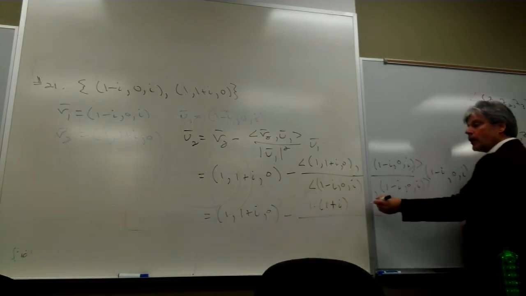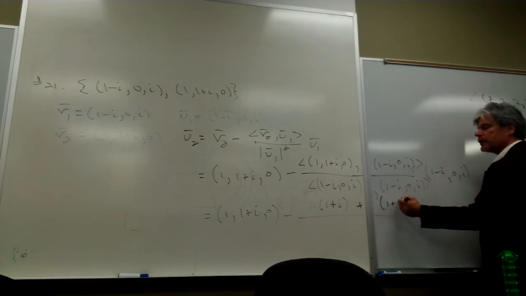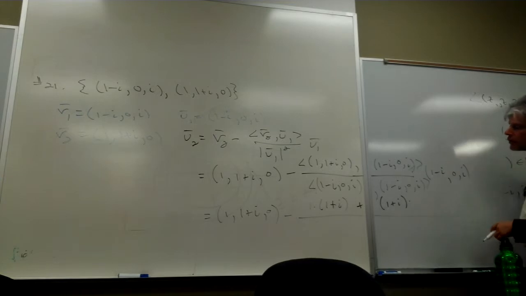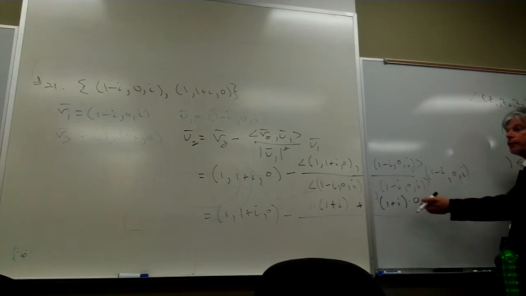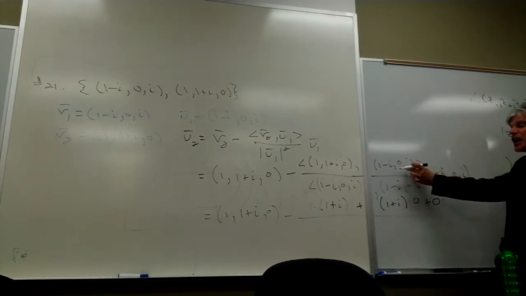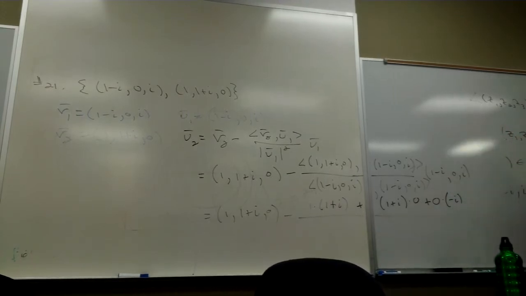Perfect. Plus the product of the second component of the first vector, I'll leave it as is, times the complex conjugate of this component of the second vector. Plus the third component of the first vector, which is 0, times the complex conjugate of the third component of the second vector. If I made a mistake there, you wouldn't see it because it's multiplied by 0. I'm just trying to impress upon you, I've got to deal with the conjugates.